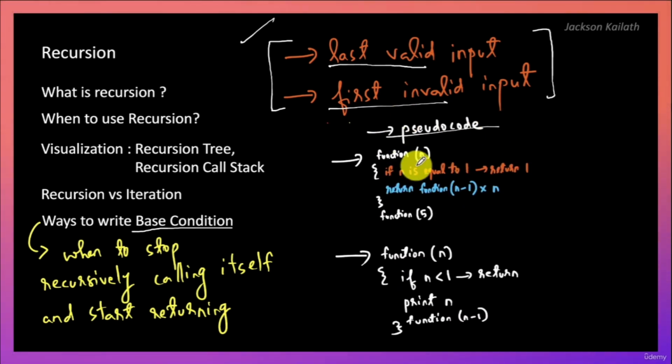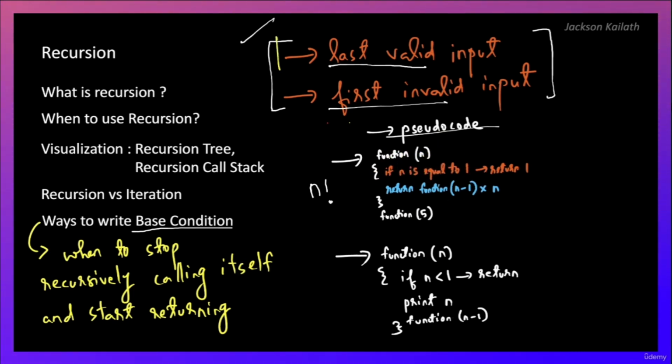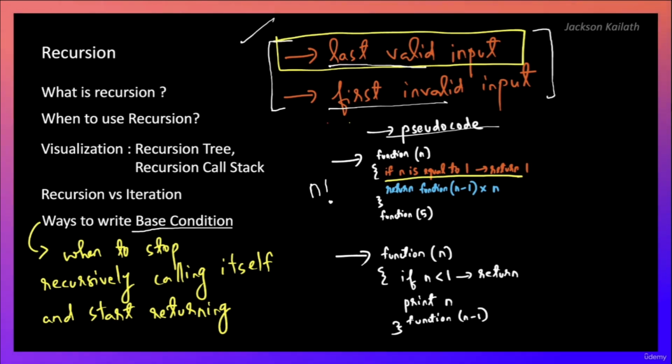So this over here is the pseudocode that we have seen to find n factorial, and notice that in this case the base case over here is the last valid input. Okay, so you can see that over here the last valid input is 1, and in this case we are just returning 1, and the function stops calling itself.